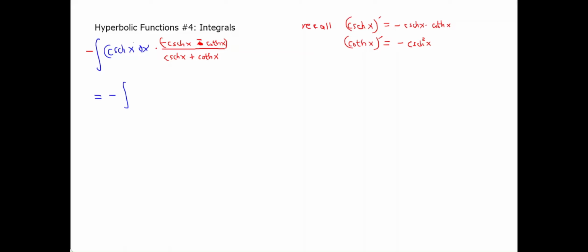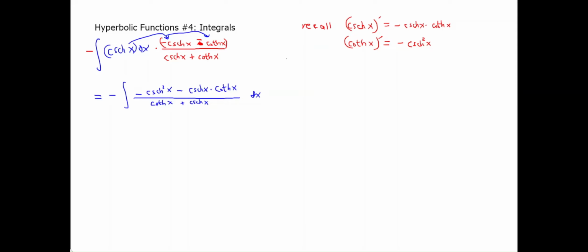Now let me distribute this hyperbolic cosecant into the two terms in the numerator. So I've got minus hyperbolic cosecant squared x minus hyperbolic cosecant times hyperbolic cotangent of x over, let me interchange the terms in the denominator here, hyperbolic cotangent x plus hyperbolic cosecant x. Of course there's a dx at the end of all of that.